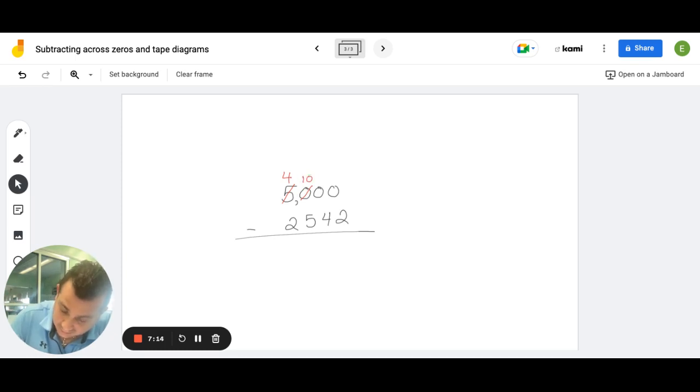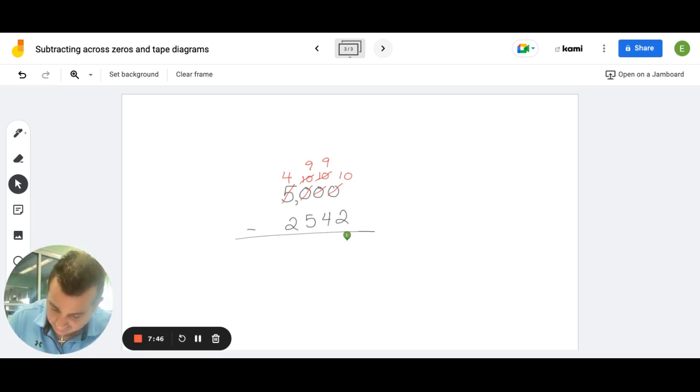Now I'm going back. I'm regrouping one of those thousands, and that 0 becomes a 10. But I'm not done yet because I still have a 0 in my tens place. So that 10 becomes a 9, and the 0 becomes a 10. But I'm not done yet because I still have a 0 in the ones place. So cross out the 10, that becomes a 9, and 10 more goes across, and the 0 in the ones place now becomes a 10. I'm leaving that as a 10 because there's nothing left.